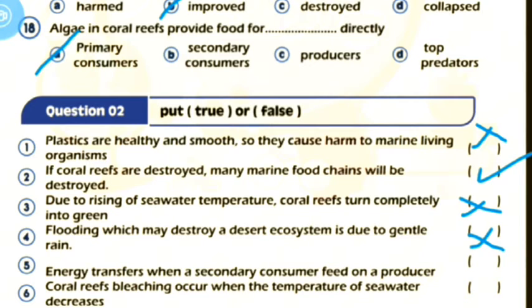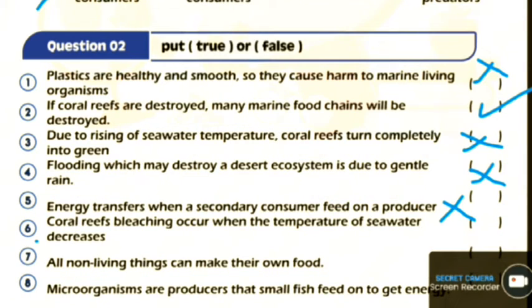Energy transfer when a secondary consumer feeds on a producer. False. Coral reefs bleaching occurs when the temperature of sea water decreases. When the temperature decreases? Of course false. All non-living things can make their own food. False, not all living or non-living things make their food. Microorganisms are producers that the small fish feed on to get energy. True, of course.